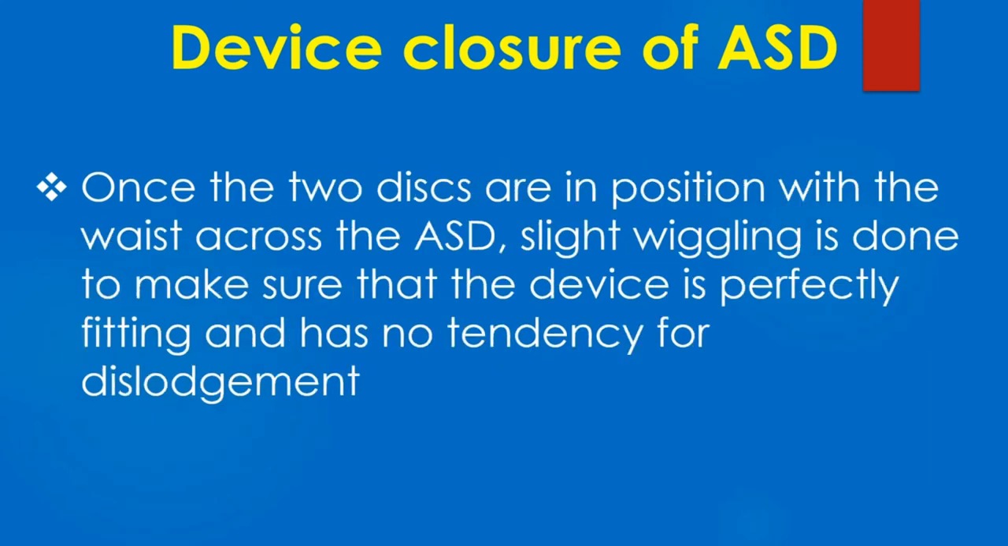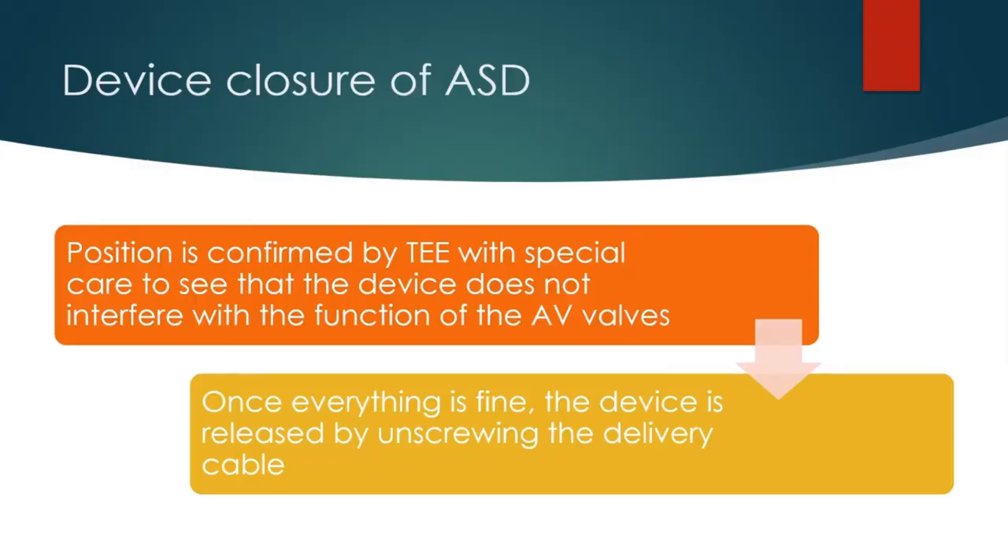Once the two discs are in position with the waist across the ASD, slight wiggling is done to make sure that the device is perfectly fitting and has no tendency for dislodgement. Position is confirmed by transesophageal echo, with special care to see that the device does not interfere with the function of the AV valves. Once everything is fine, the device is released by unscrewing the delivery cable.